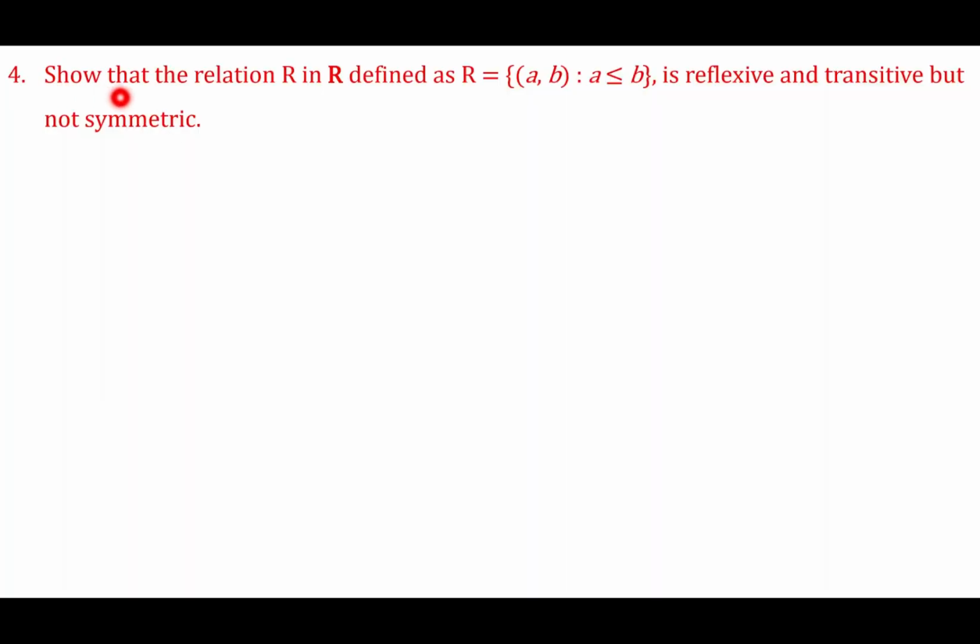Question 4. Show that the relation R in R, here R stands for real number, defined as R equals (A, B) such that A is less than or equal to B, is reflexive and transitive but not symmetric.